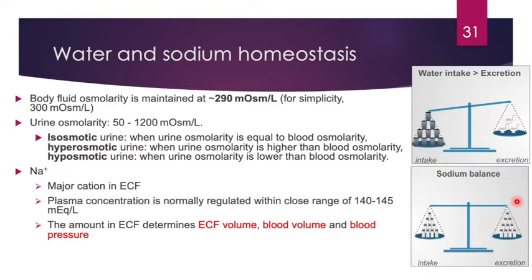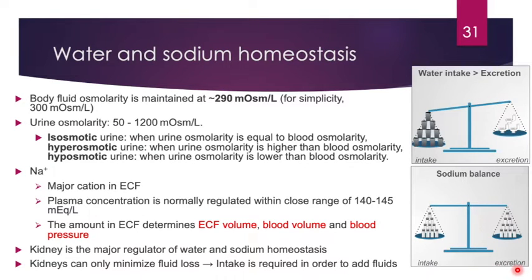Sodium is the major cation in ECF. Sodium plasma concentration is normally regulated within close range of 140 to 145 milliequivalent per liter. Sodium homeostasis is important because sodium concentration in the ECF will determine ECF volume, blood volume, and blood pressure. For example, if there is an increase in the amount of sodium in the body, this will lead ECF volume, blood volume, and blood pressure to also increase. And vice versa, if sodium concentration in the plasma is decreased, this will cause ECF volume, blood volume, and blood pressure to decrease.